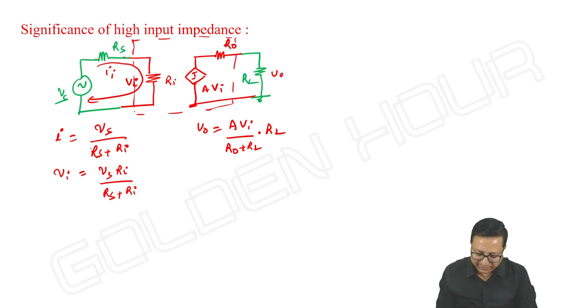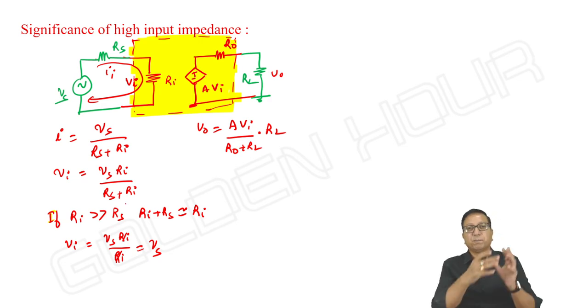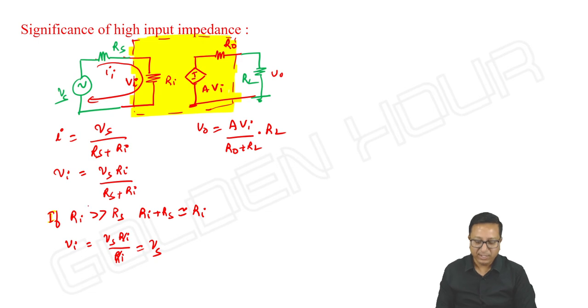While designing the amplifier, what we are looking at: if Ri is very large, if I design my amplifier with high impedance compared to Rs, then Ri plus Rs is approximately equal to Ri, so that Vi is equal to Vs into Ri by Ri, which is Vs. The first point means my amplifier absorbs as much signal as possible from the source, independent of the source resistance. I need not worry about the source resistance.